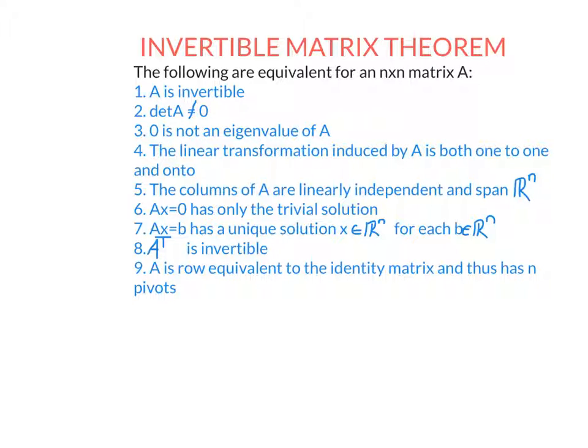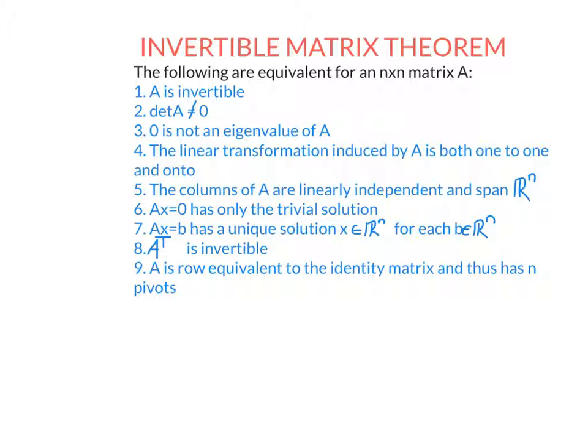So if you want to know whether a matrix is invertible, you have so many ways to check. If a matrix is invertible, it means it has a non-zero determinant, 0 is not an eigenvalue, and so on and so on. That's what the theorem is actually stating.